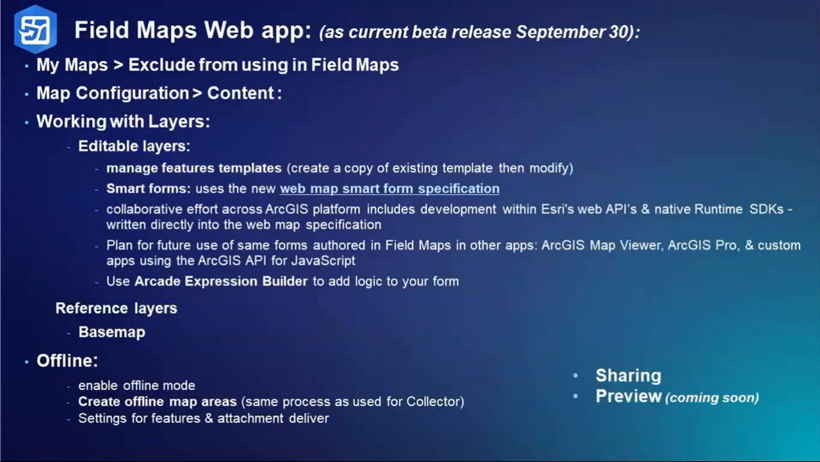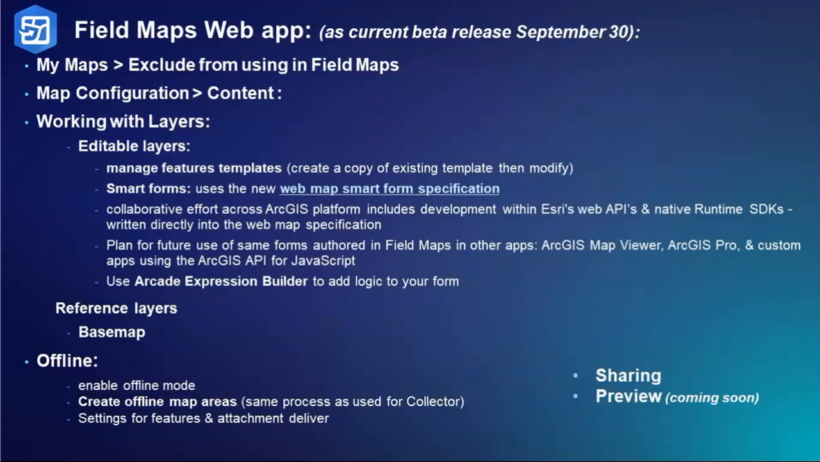On September 18th, we launched the public beta for Field Maps Web. The web app brings together settings and configuration steps that previously needed multiple steps in your organization for Collector and Explorer. The Field Maps web app is a drag and drop experience that allows you to preview your layer settings as you configure them. So you're going to be able to use Field Maps to configure your layers.